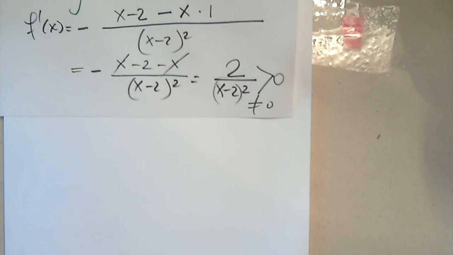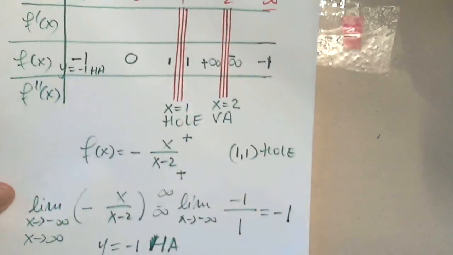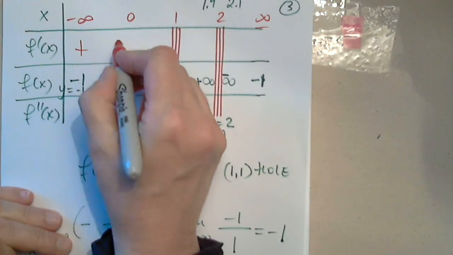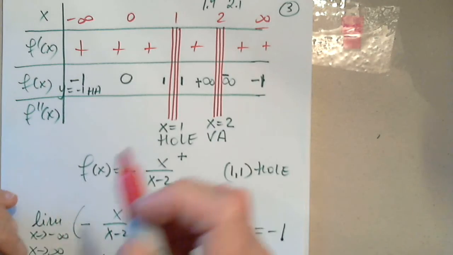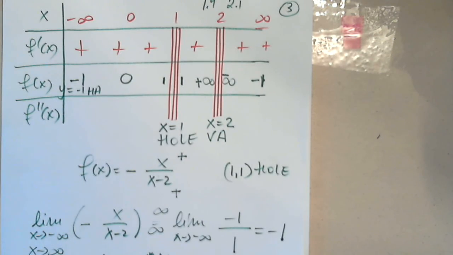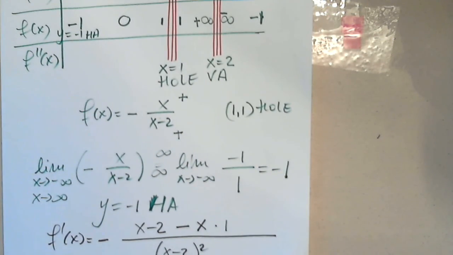So, no critical numbers. And since it's always positive, what does that mean about the function? When the first derivative is always positive, what does that mean about the function? What does it say? Always increasing. Always increasing. Very good.